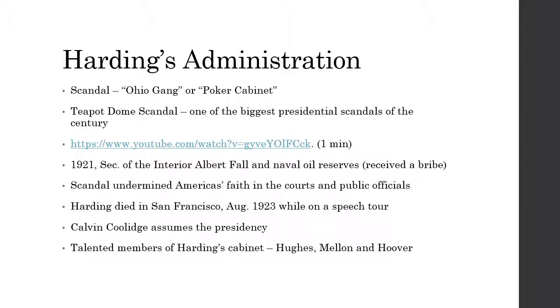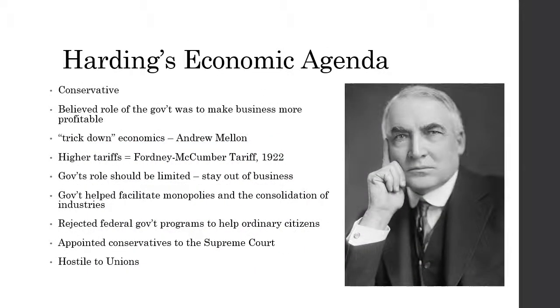His vice president, that previous governor we had talked about with the Boston police strike, Calvin Coolidge, will assume the presidency. And Calvin Coolidge will not make the mistake of Harding. So some of Harding's economic policies, many of these are things that Coolidge will continue. Again, he's Republican, he's conservative, he's pro-business. He supports, as well as many of his cabinet members, support business in its entirety. The goal of the government is to make business more profitable, and that's the policies they set forth.